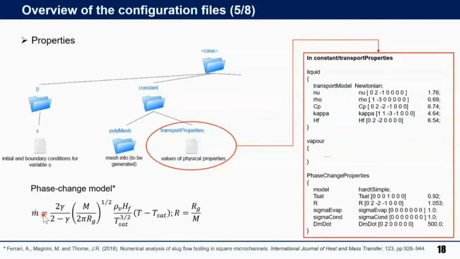For more information, you can refer to the applications that we have shown you before or to this one. And basically, the mass transfer is driven by the delta T at the interface, where T sat is the saturation temperature, which is set here. R is the ratio between the universal constant for gas and the molar mass. And sigma evaporation is the coefficient that we call here gamma. dm dot is used to basically spread this source term, which originally is only at the interface, into a few layers of cells. This is the Hardt-Wondra method, and this improves the stability and robustness of the solver.